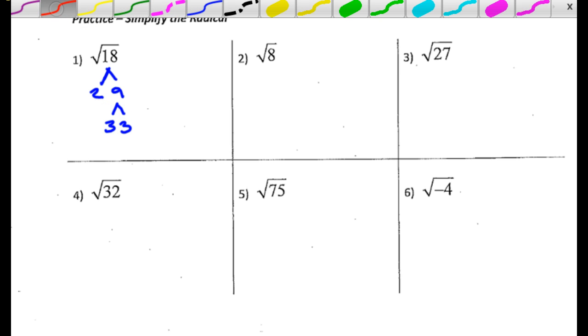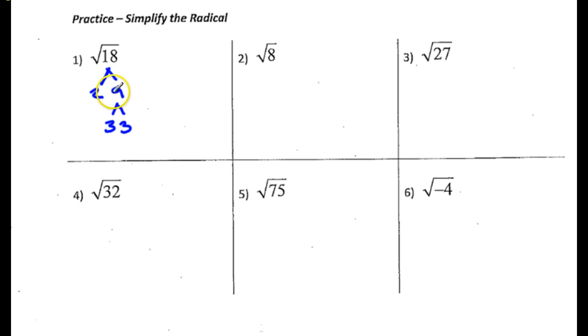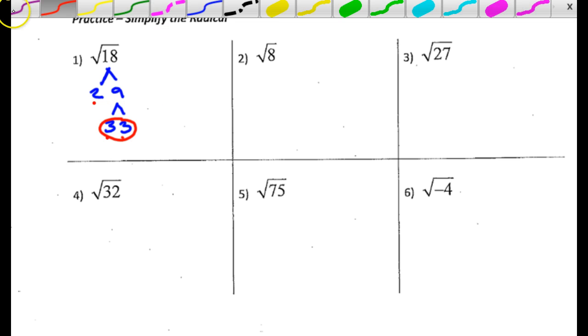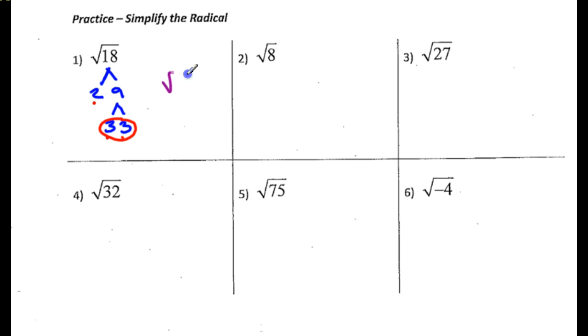So now what I'm looking for here are, once again, squares or pairs. Look, at the end I've got 2, 3, and 3. I have a pair of 3s. So now let's finally simplify this. I'm going to put my square root sign. What's going to come out is a pair of 3s, but it's just one 3 when it comes out. And then what stays inside is this 2. 3 square root of 2.